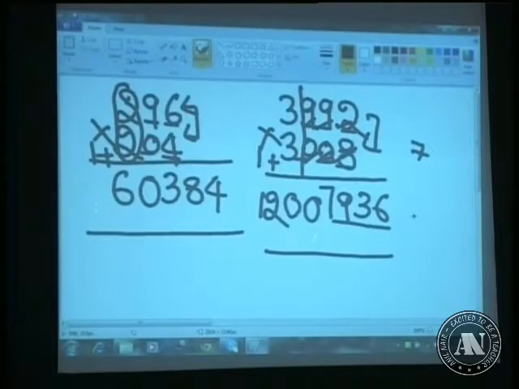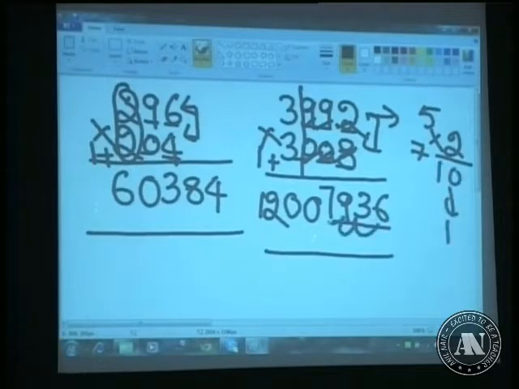First method. What is the first method? Digital sum. Again, see here. What is 3 plus 2? 5. 5 plus 18, 23. 2 plus 3, 5. 5 into 8 plus 3, 11. 5 plus 2, 10. 10 is 1. Answer digital sum should be 1. 6 plus 3, 9. 9 plus 9, 18. 2 plus 8, 10. 1 plus 0, 1. You can cross-check the answer you got using digital sum. Keep it in mind, wherever numericals are there.